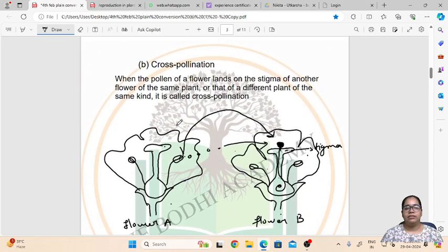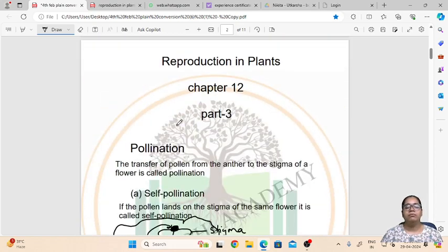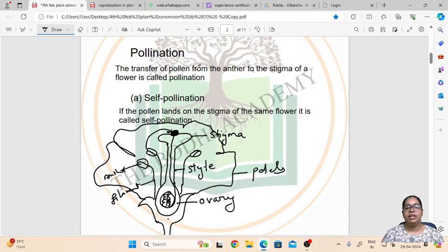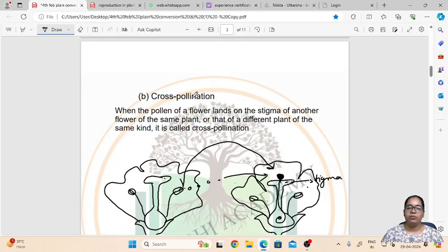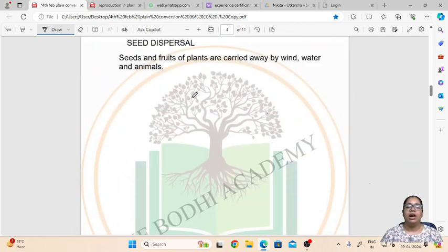So in our today's class, we have learned about pollination, that is self-pollination, cross-pollination, and how seeds are dispersed according to their structure and the medium they are carried by.